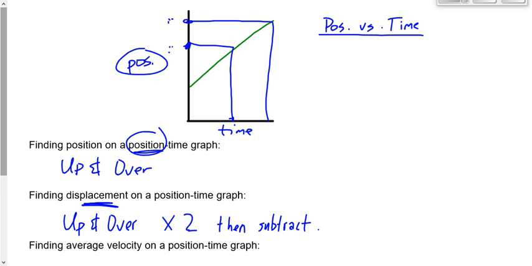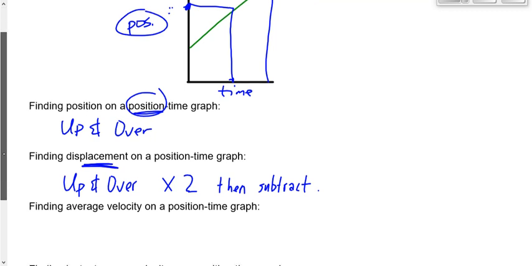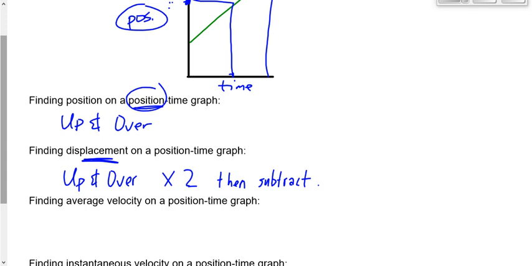Average velocity on a position time graph. You guys are going to answer this one for me right now. You know this. The average velocity on a position time graph. How do I do that? Yeah? You find two positions, and you find your displacement, and you divide by the space in between. Yeah. Guys, that's what we've been talking about for the last 2 days, right?